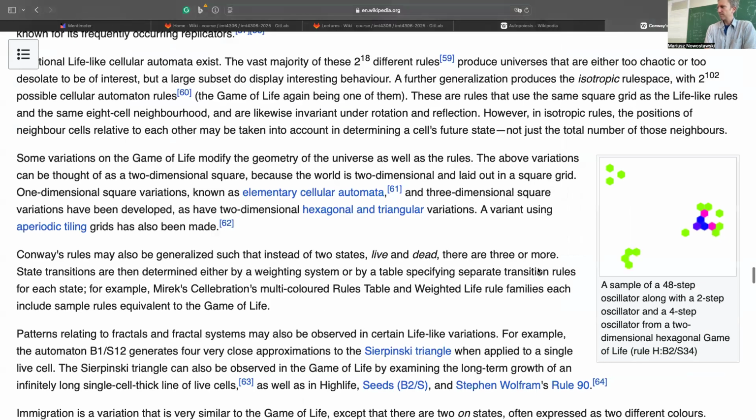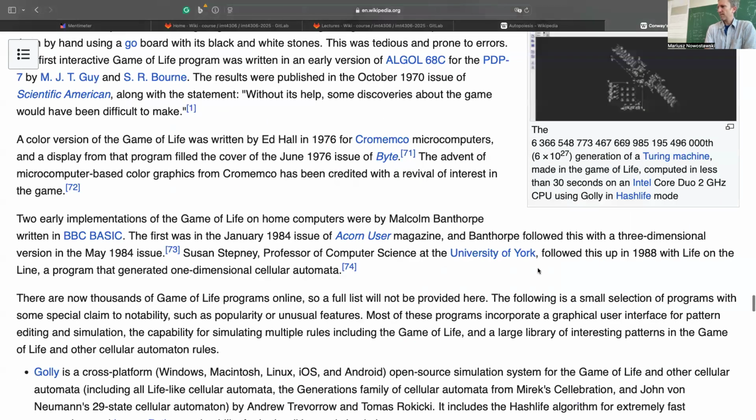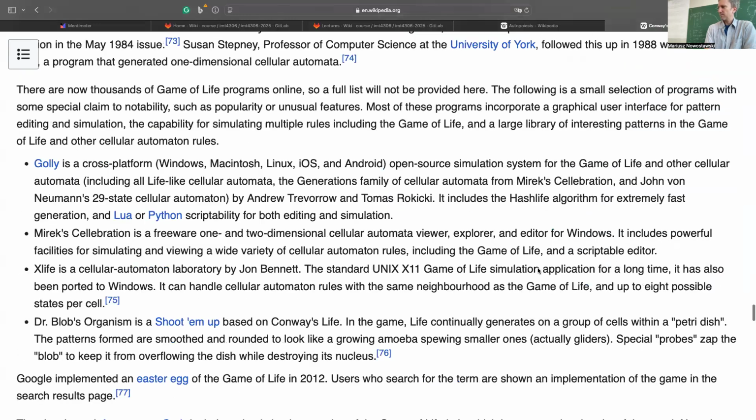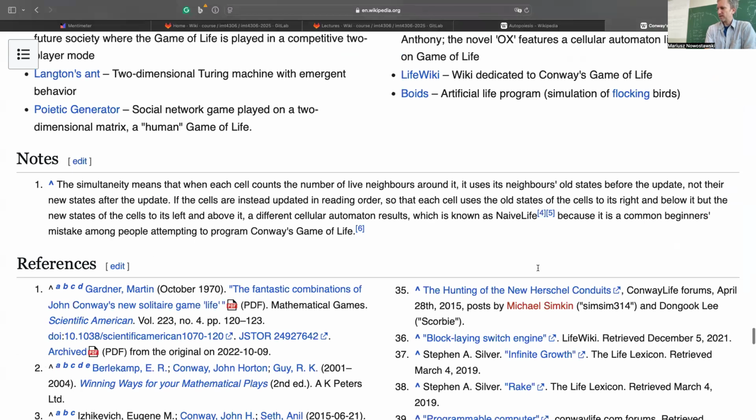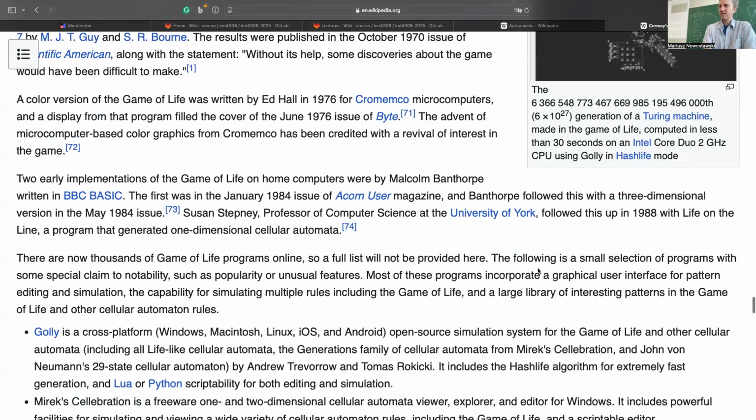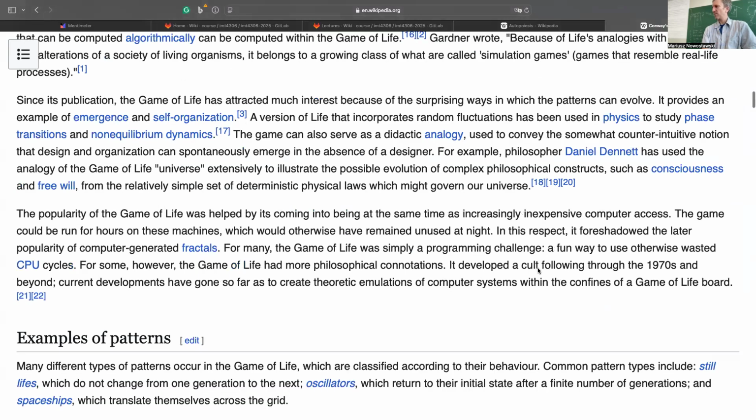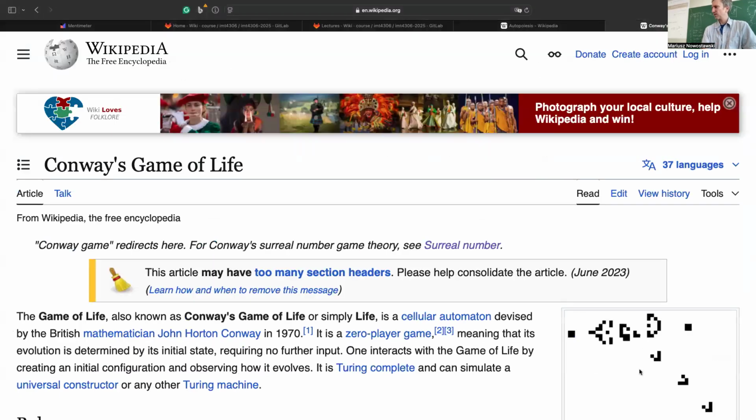Are there 3D versions of this? I think they are, yeah. But even the 2D is so complicated that we don't know everything yet. Yeah, and we often use it as an example of emergence, like for example this, right?